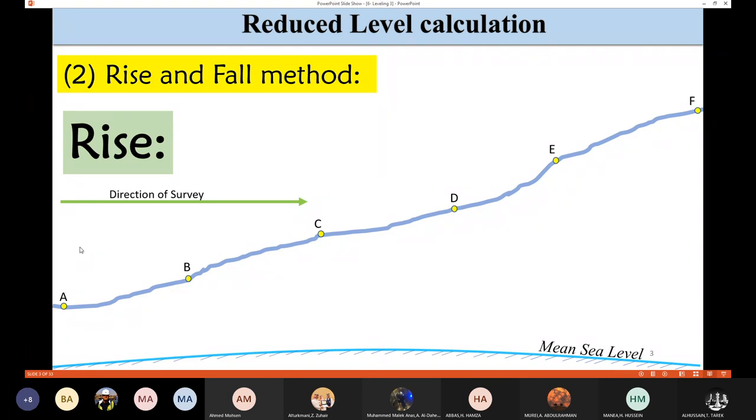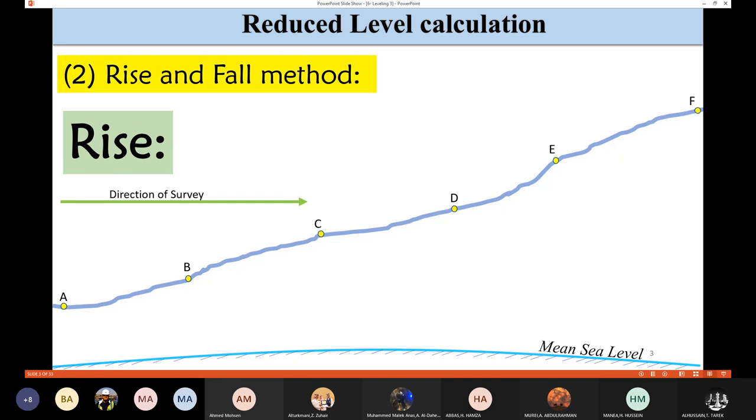First, in order to understand the rise and fall method, we need to understand when we are going to have a rise. So in case that I'm going to start the leveling process and all the points are higher than the previous points, for example, the position of point A is higher than point B, and then the position of point C is higher than point B, and so on. In this case, we are going to say that we have a rise.